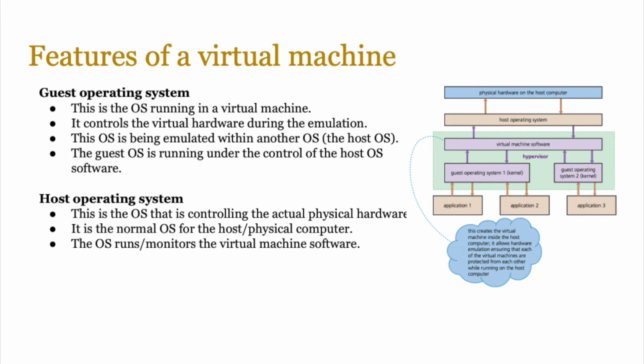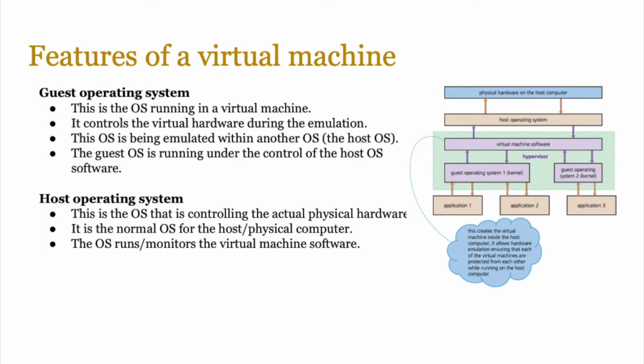Now let's look at the features of a virtual machine. So the guest operating system is basically an operating system running in a virtual machine. It controls the virtual hardware during the emulation stage. The OS is being emulated within another OS, and the guest operating system is running under the control of the host operating system, even though the guest operating system thinks it's running on native hardware.